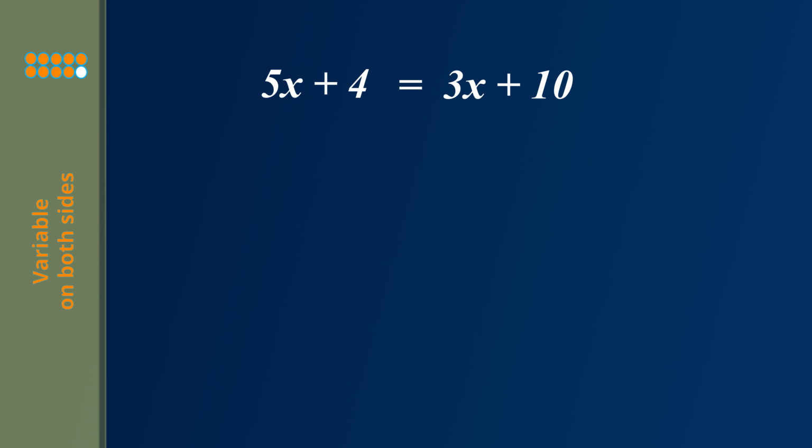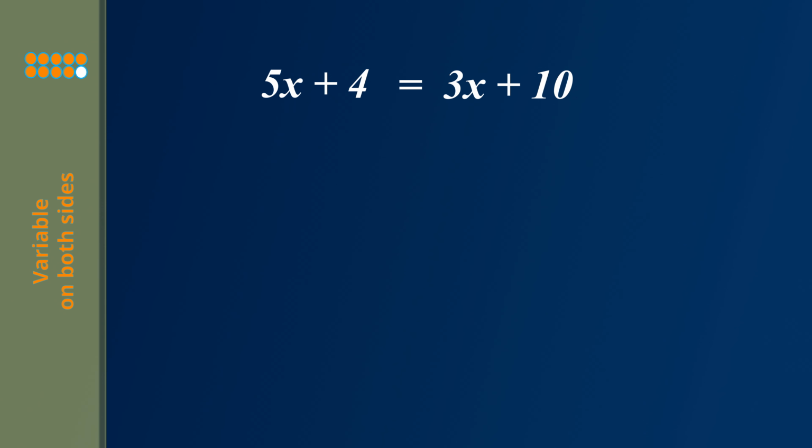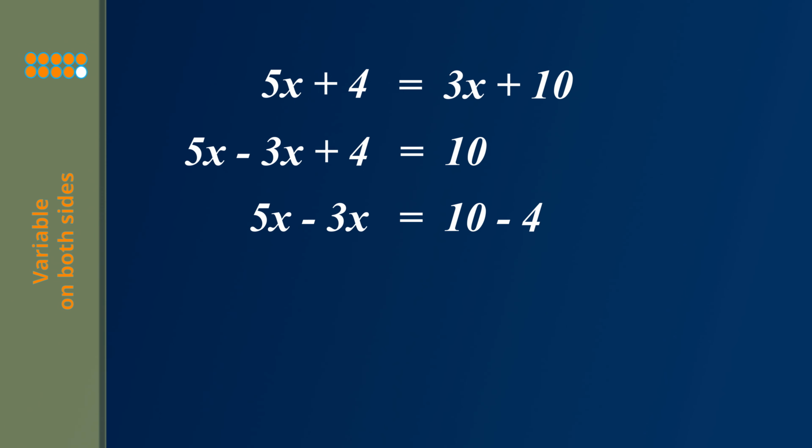5x plus 4 equals 3x plus 10. Remember, our aim is to get the x's on the left-hand side and the numbers on the right-hand side. If we want the x's on the left-hand side, we want to move positive 3x. When it moves to the other side, it becomes negative or minus 3x. Right now, plus 4 is on the left-hand side, but we want our numbers on the right-hand side. If we move it to the other side, it becomes minus 4. See, if you change the side, you change the sign.